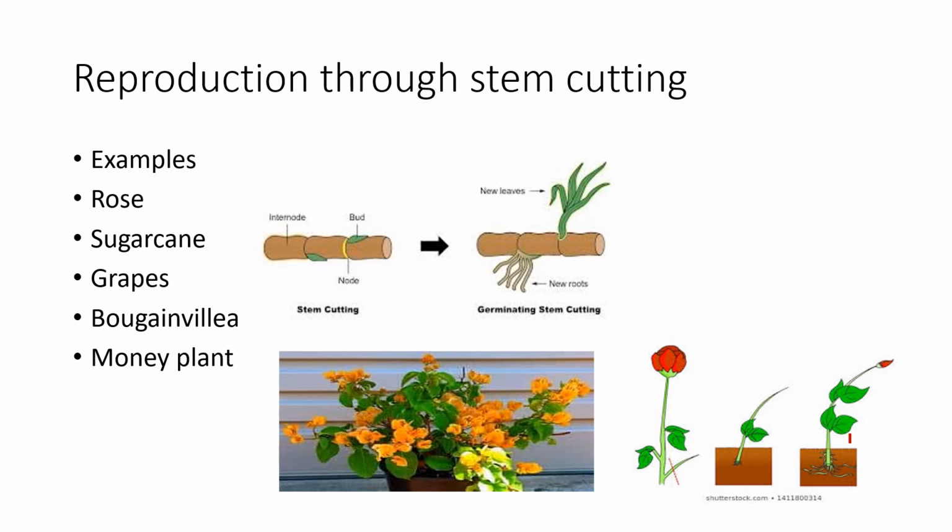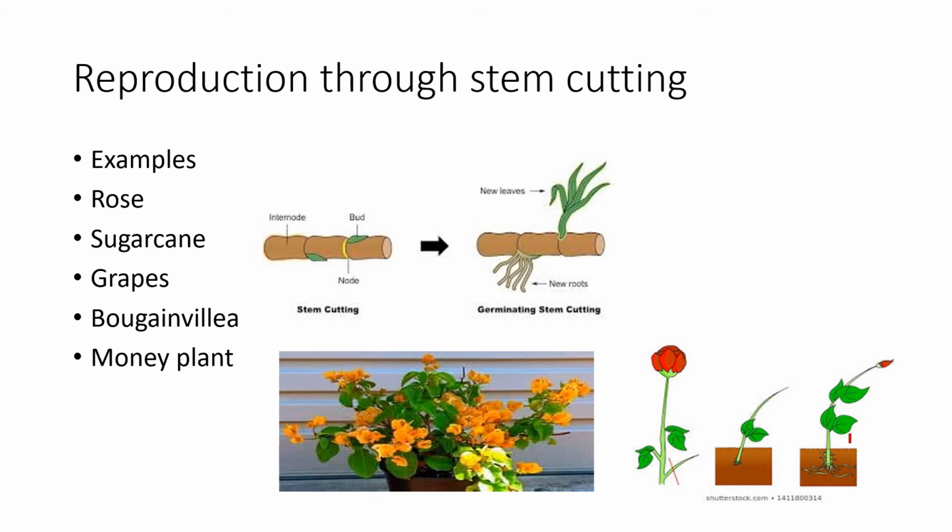After a few days, roots start growing from the stem cutting. New leaves also start arising, and we have a new rose plant. It will have exactly the same qualities as this old plant.